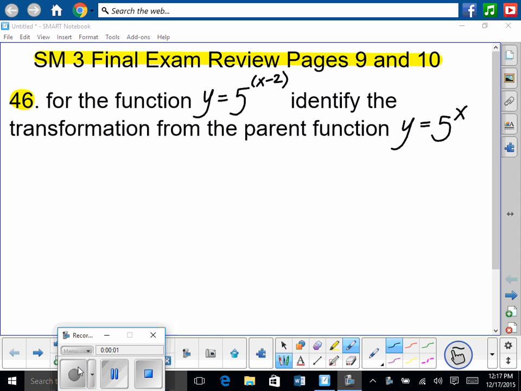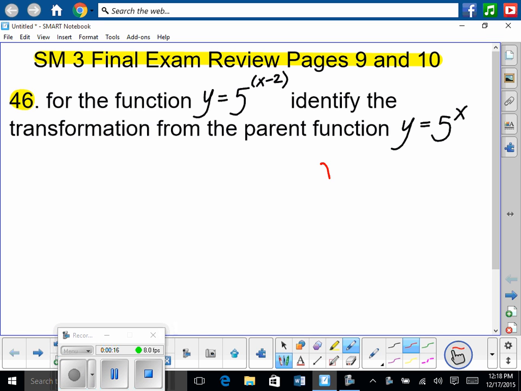All right, here is the final exam review for pages 9 and 10. So starting with 46, for the function y is equal to 5 raised to the x minus 2, identify the transformation from the parent function. So remember, transformations work the same for all functions.